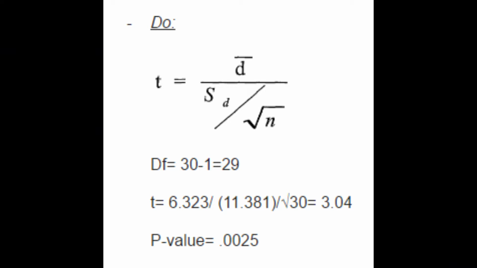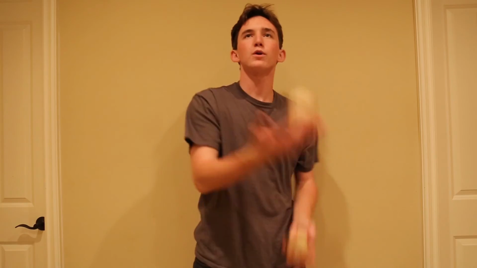For the do part, we will use the following formula, with degrees of freedom of 30 minus 1, which equals 29. Then you plug in your values, and we get a t-value of 3.04 and a p-value of 0.0025. After completing our matched pairs t-test, we got a p-value of 0.0025, and with an alpha level of 0.05, we reject the null hypothesis in favor of the alternate hypothesis, which is essentially that circular mazes take longer to complete.